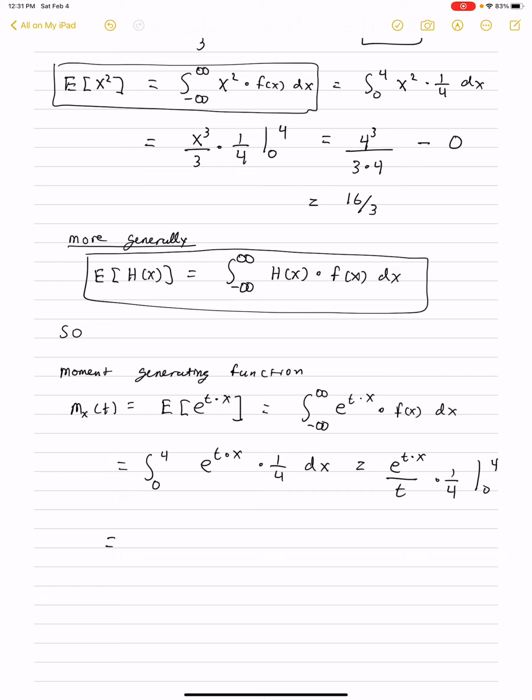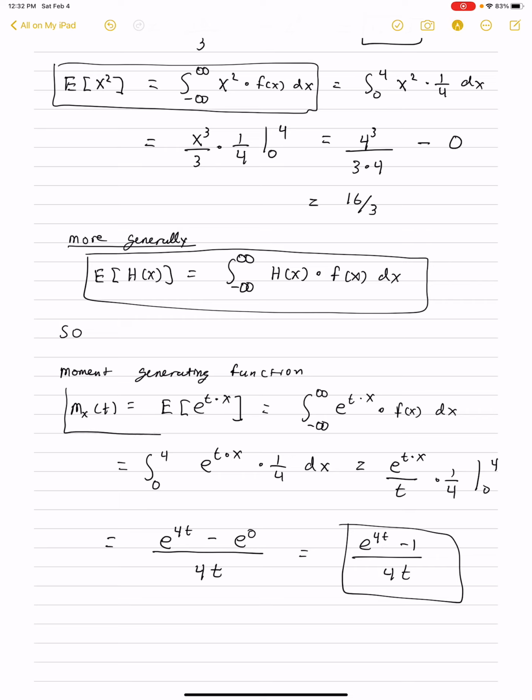So let's do that. E to the 4t divided by 4t, minus e to the 0, which is 1. Okay, so e to the 4t minus 1 divided by 4t, and that is our moment generating function in this instance. Okay, so this is how we calculate moment generating functions with that formula. So these things in boxes you'll use in different scenarios.